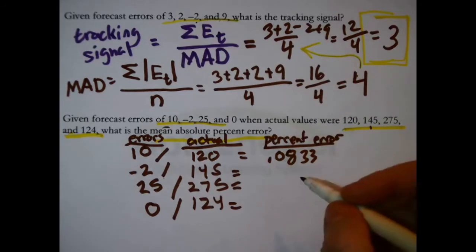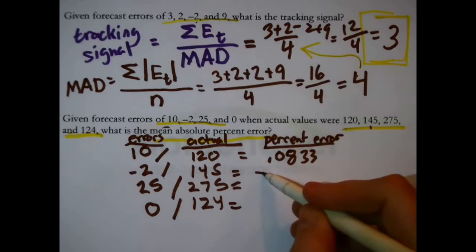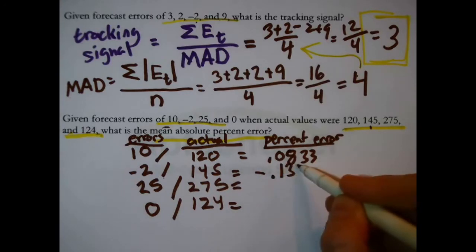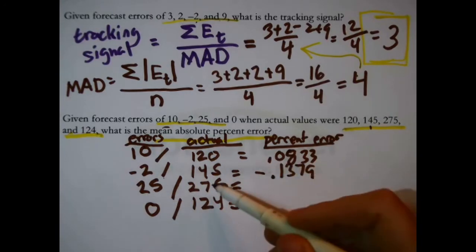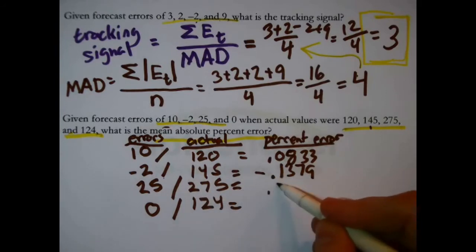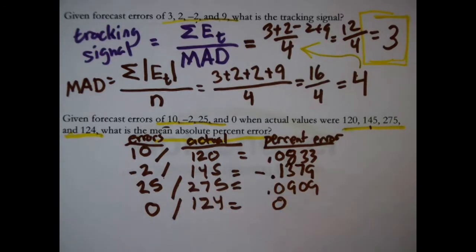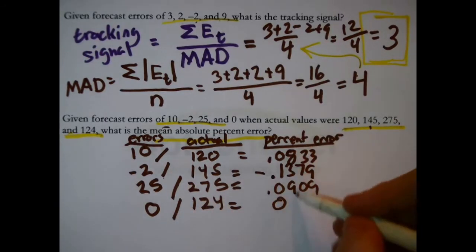Right, so for instance, 10 divided by the 120, I get like 0.0833, some odd. -2 divided by 145, I get a -0.1379. 25 divided by 275, 0.0909, and then 0 divided by 124, that's going to come out to 0. All right, these are the percent errors.